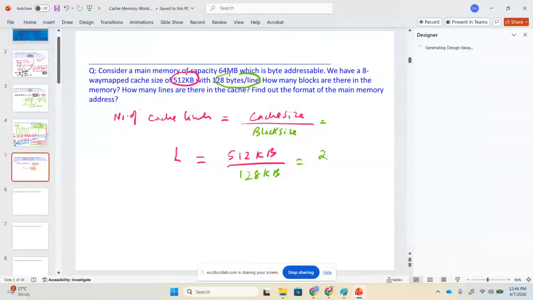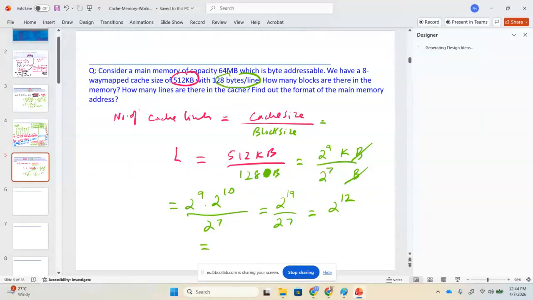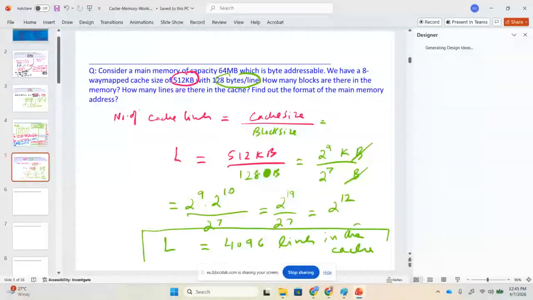So this is 2 to the power 9 K divided by 2 to the power 7. No, the block size is bytes. Kilobyte divided by 2 to the power 7 B, the B will cancel out. So this is 2 to the power 9 times 2 to the power 10 divided by 2 to the power 7. This is 2 to the power 19 divided by 2 to the power 7. This is 2 to the power 12. And if we convert this, it is 4096 lines in the cache. Please remember, this is now the total lines in the cache.